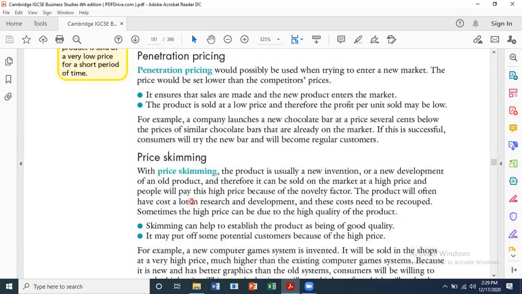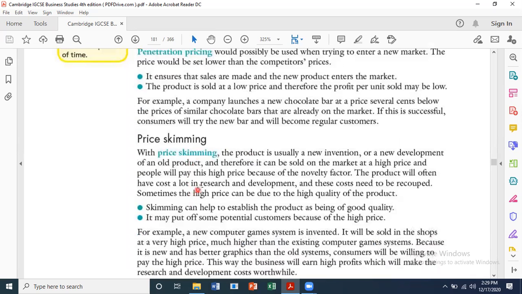With price skimming, the product is usually a new invention or a new development of an old product, and therefore it can be sold on the market at a higher price, especially for the niche market. For example, Bata and Service are selling joggers at around 3,000, but Nike is selling at 20,000. So this is what price skimming is. Same is the case with the iPhone and the Samsungs. They are charging a high price.